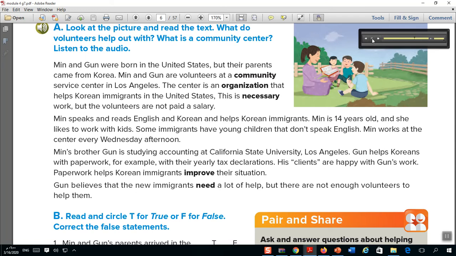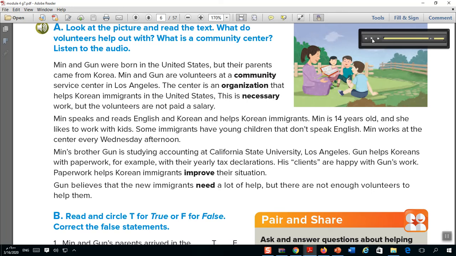Min's brother Gun is studying accounting at California State University, Los Angeles. Gun helps Koreans with paperwork, for example, with their yearly tax declarations. His clients are happy with Gun's work. Paperwork helps Korean immigrants improve their situation. Gun believes that the new immigrants need a lot of help, but there are not enough volunteers to help them.